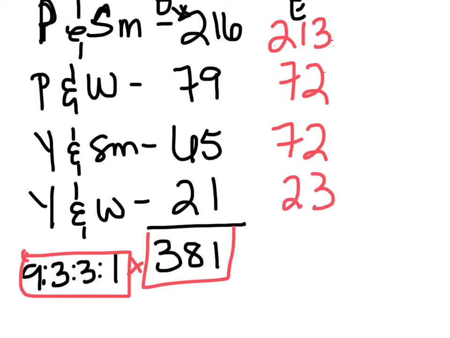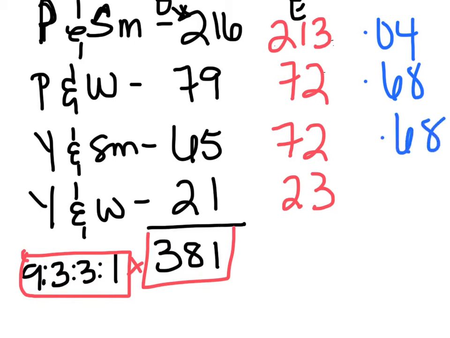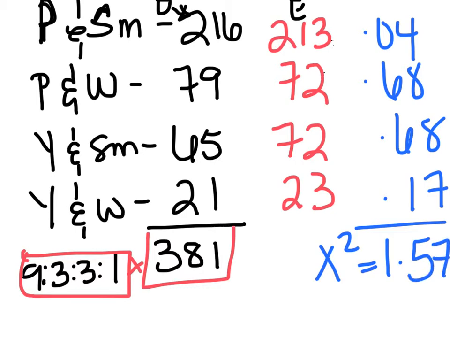Okay, so if we went through and ran our chi-square, O minus E, all squared, divided by E, the results should be 0.04, 0.68, 0.68, and 0.17 to give us a chi-square value of 1.57.